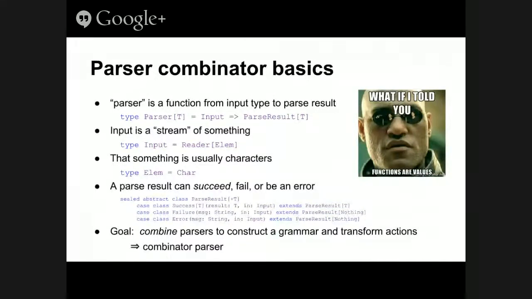So and then the input. So what is the input? So the input is, in this case, going to be a stream of something. So you're going to have some reader that can read, like a file reader, string reader, whatever it is, that can basically turn some object into a stream, and the type of things that come out of it are some element.